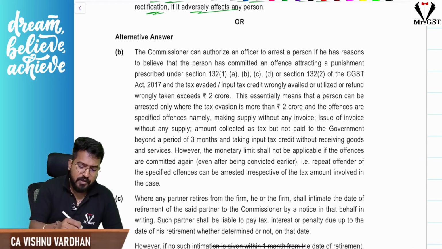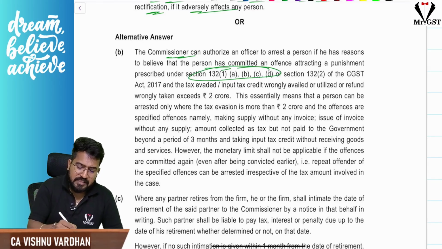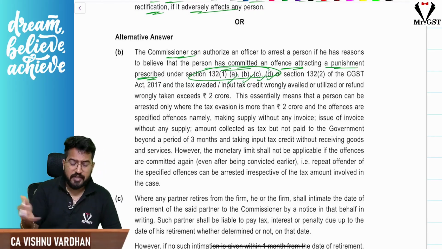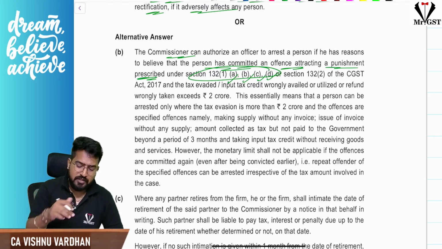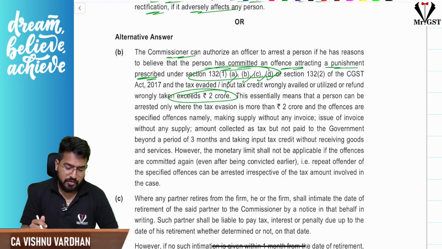Next, they have asked about arrest. As I already told you, sir, any person who committed an offence attracting punishment prescribed under 132(1) A, B, C, D. That is, as I told you, no invoice, fake invoice, or ITC on fake invoice, or tax collected not paid to the government exceeds 2 crores. Then only this prosecution will come into the picture.